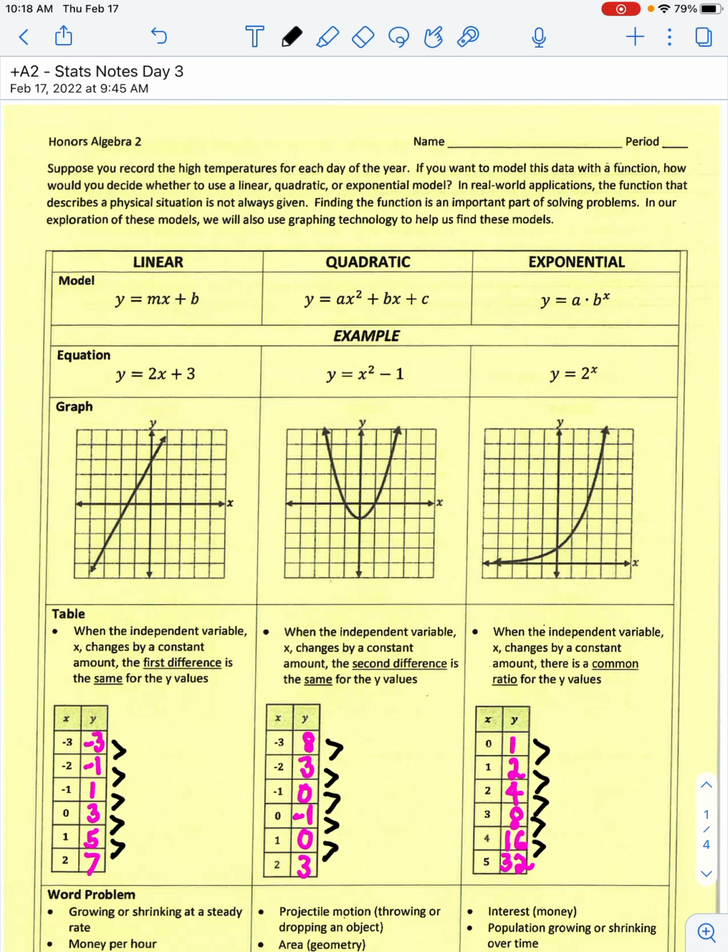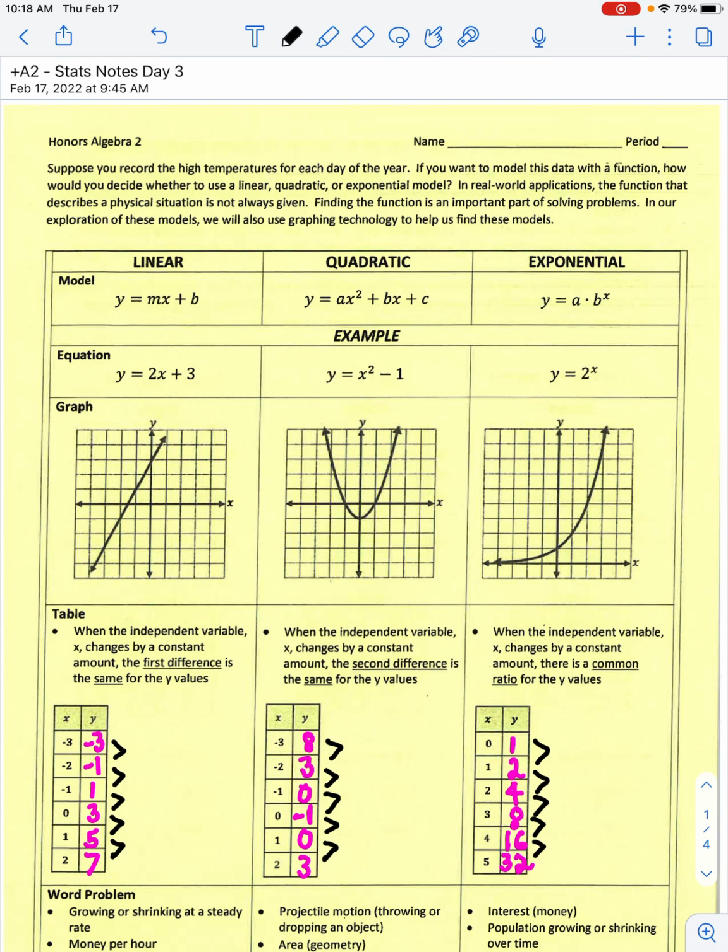As far as an example, you can see y equals 2x plus 3, y equals x squared minus 1, and y equals 2 to the x. And you see the appearance of a line, a parabola, and a curve which is growing. As x gets larger, y is getting larger exponentially. The model there is called an exponential growth model because as x gets bigger, y gets bigger as well. In an exponential decay model, as x gets bigger, y gets smaller, and a graph falls from left to right.